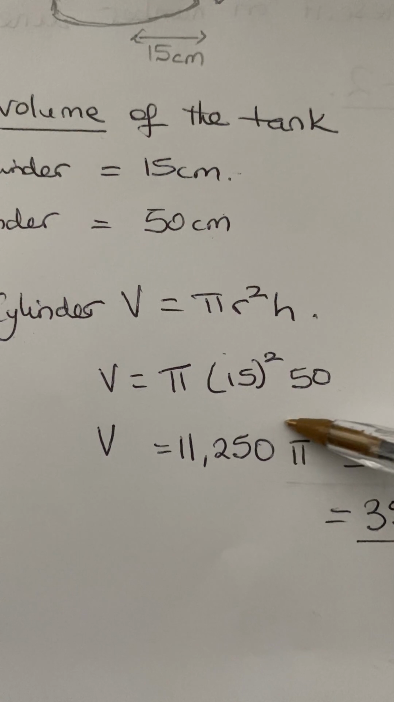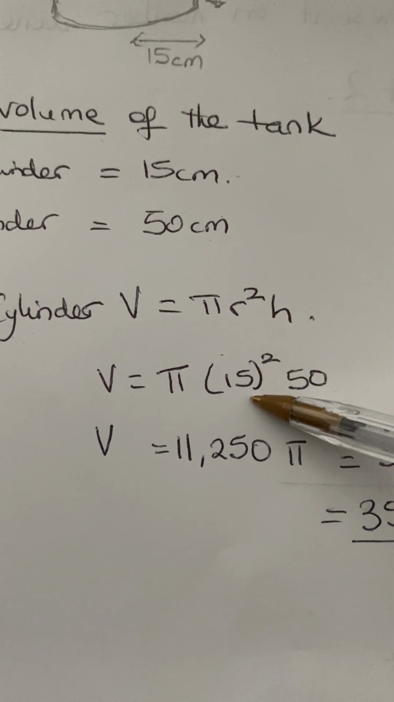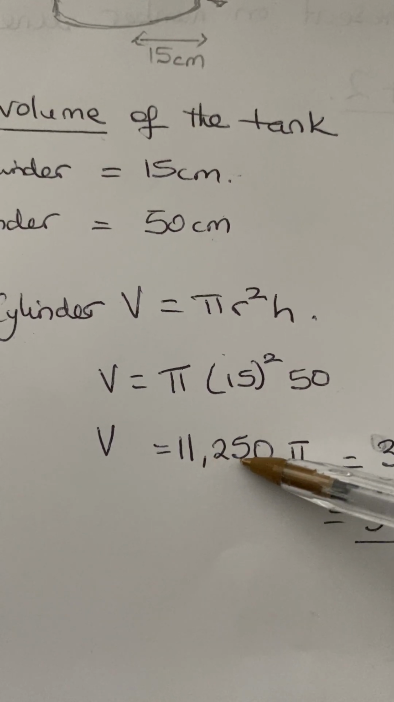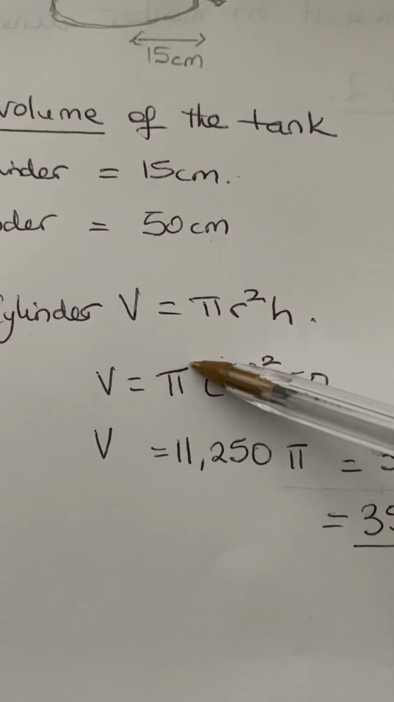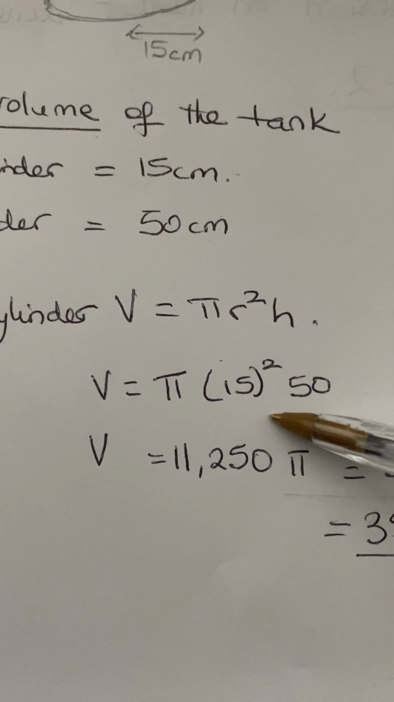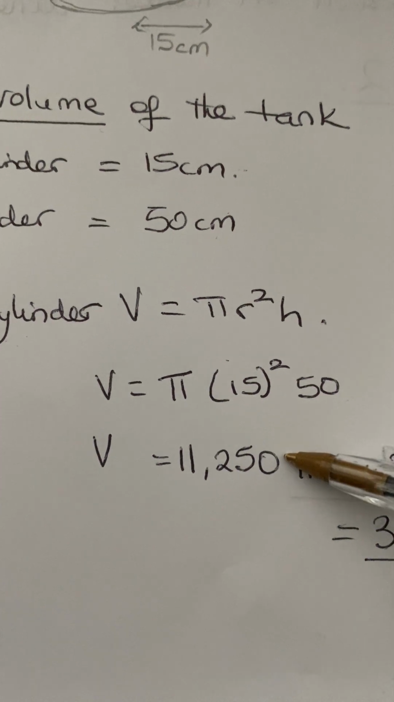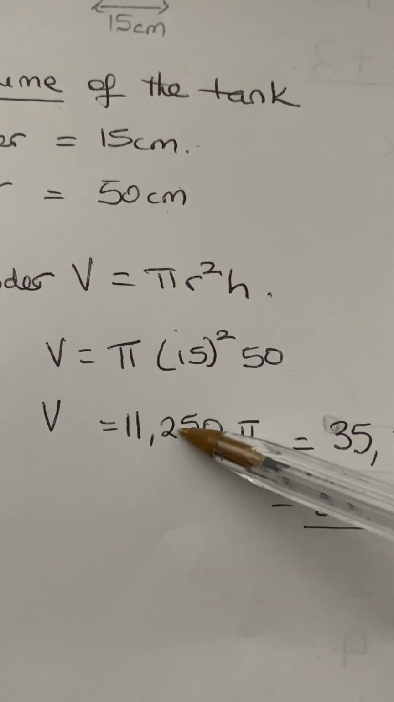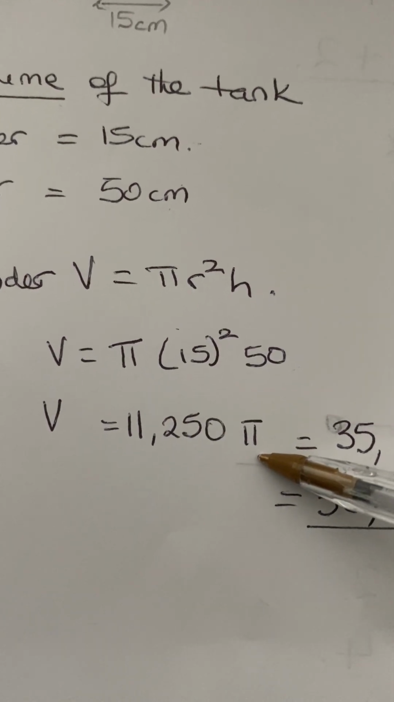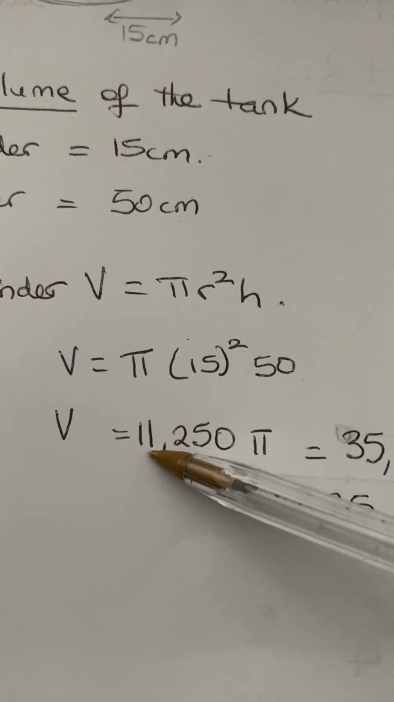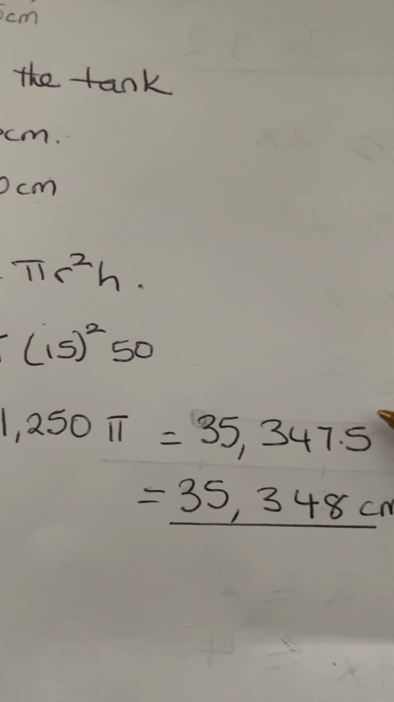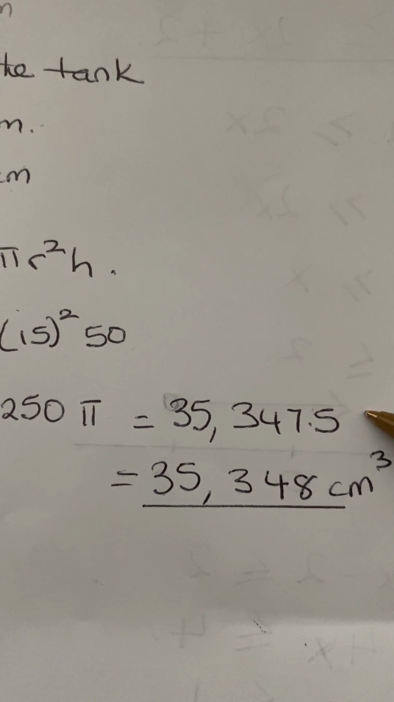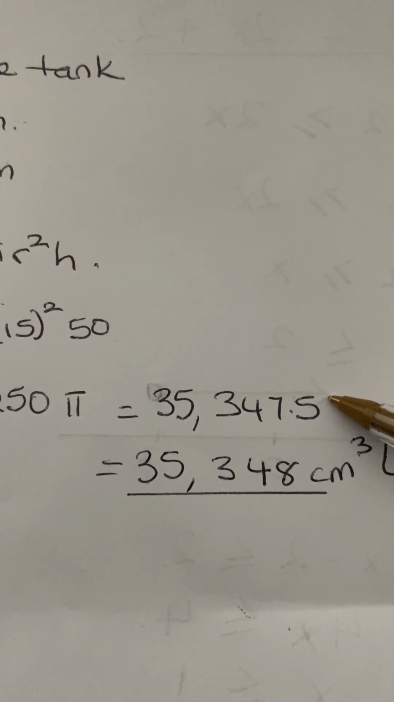Now if you use your calculator correctly, 15 squared times 50 is 11,250, and then you have pi. But we are not asked to leave our answer in pi, so we need to use our calculator. If you multiply pi by 11,250, you get 35347.5. This will give you one decimal place.